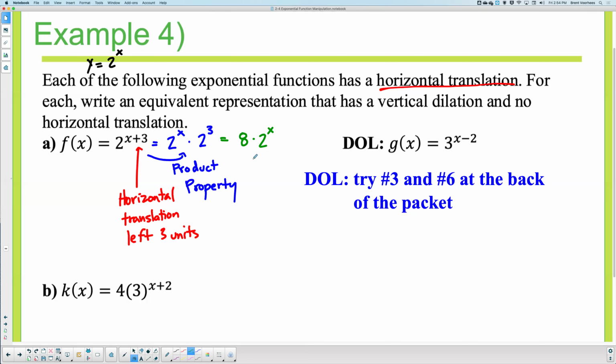Now tell me about this 8 in terms of transformations. Is that vertical or horizontal? Is this inside or outside? Outside. So it's vertical. When you multiply, what type of transformation is that? A dilation. And dilations always say by factor. Is it a liar or a truth teller? It's vertical. Truth teller, so it's by factor 8.